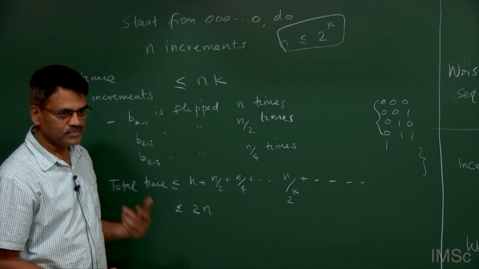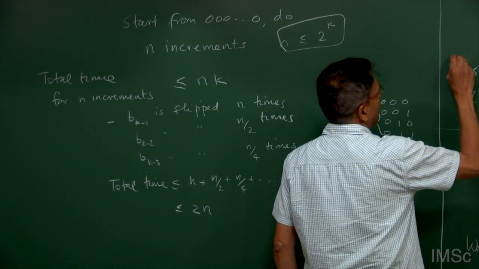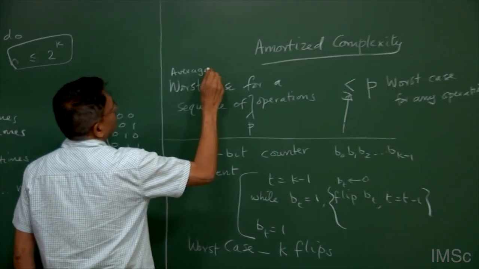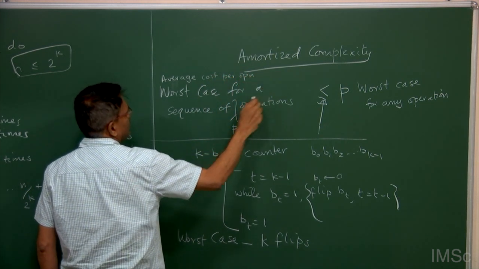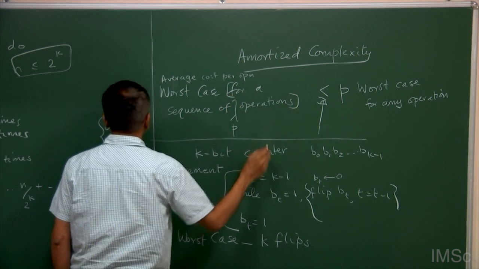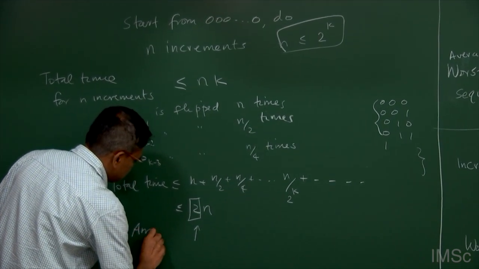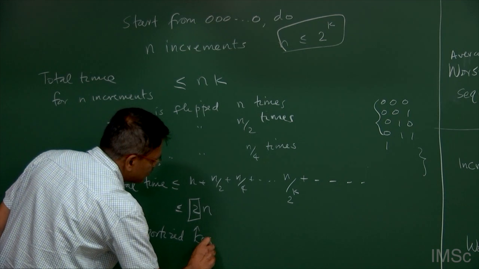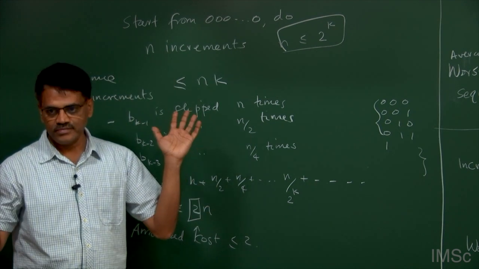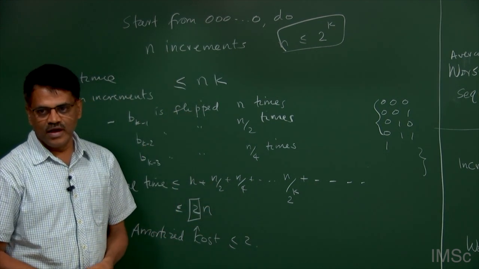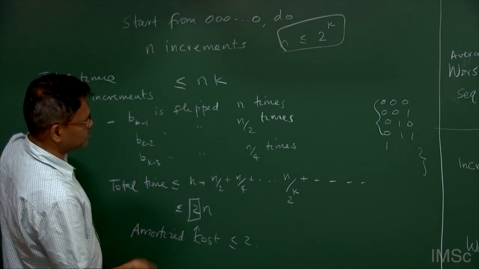So what is amortized cost? It's actually the average cost per operation for a sequence of operations. I would say the amortized cost here is about 2. I haven't formally defined amortized cost, but I'll do it next time. Regardless of k, even if k is 200 bits, when I do this increment, the amortized cost is almost 2.